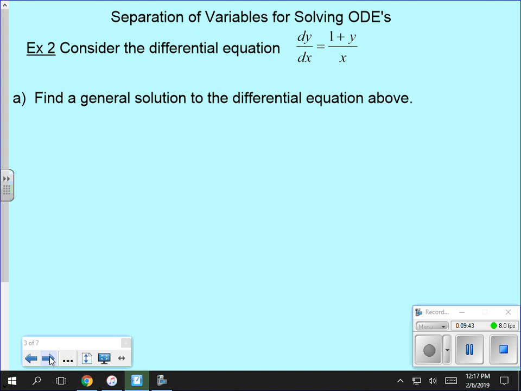Same idea. Consider the differential equation dy/dx equals (1 plus y) over x. Find a general solution to the differential equation above. Still want to get y equals, but a general solution means that we don't solve for c. So we don't have an initial condition. You will see this once in a while. This is fairly rare that you see it without an initial condition.